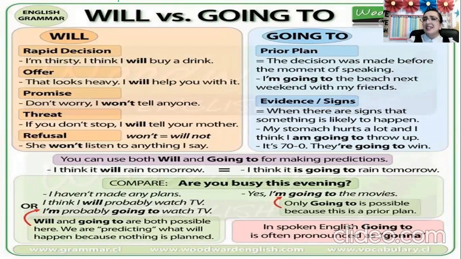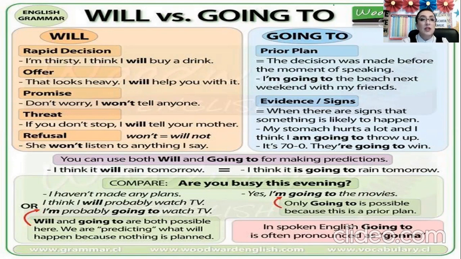I'm thirsty. I think I will buy a pozole. I'm thirsty. I believe I'm going to buy some water. Oh, I'm hot. I'm going to take a bath. I'm going to take a shower. I'm hungry. I'm going to buy a chicken. It's something that you are deciding to do in this moment, okay? Something that is spontaneous. Something that you are thinking about and deciding right at this moment, for example, to solve any kind of necessity that you have, okay? So will is going to be for rapid decisions.